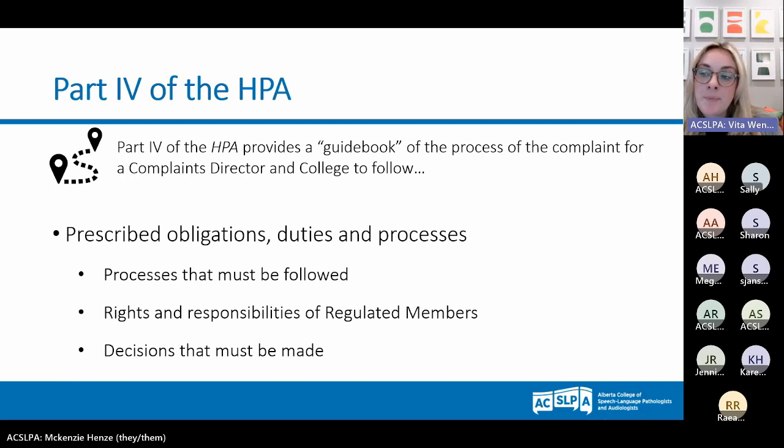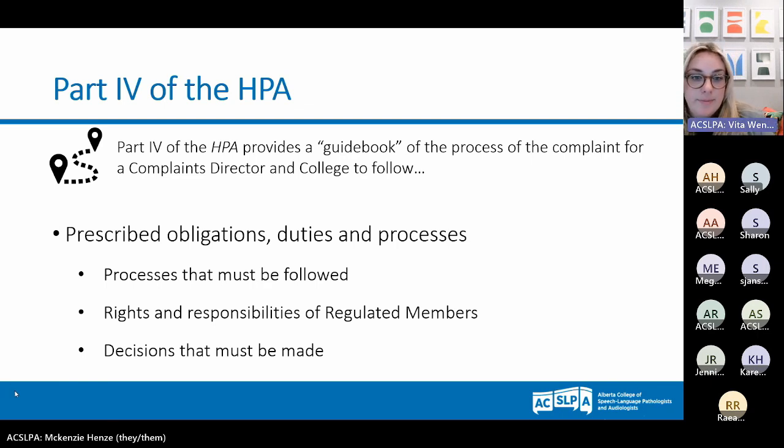Another thing that the Health Professions Act as a guidebook provides are the rights and responsibilities of a regulated member. We're going to be reviewing those together briefly today, but there are some requirements on regulated members that are not optional, or consequences potentially could flow if that obligation is not followed. For example, on an employer or a regulated member, either one. Finally, as I indicated, there are certain decisions that need to be made. After a complaint is received within this process, there are certain steps that a complaints director must take and within a certain amount of time. Those also are within this guidebook.